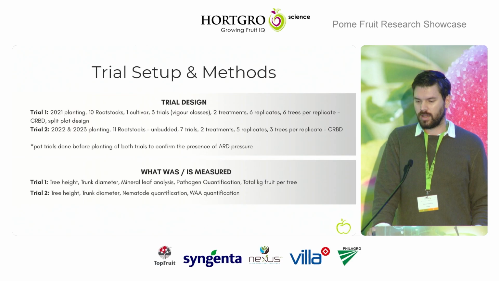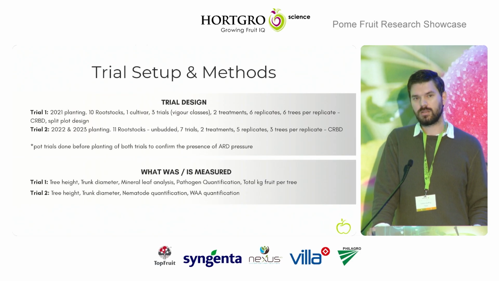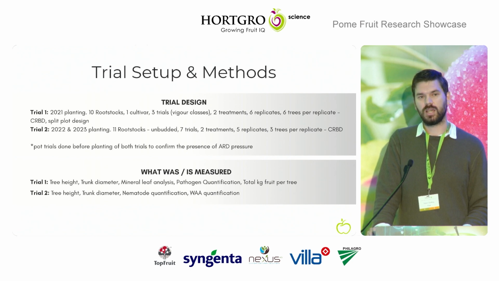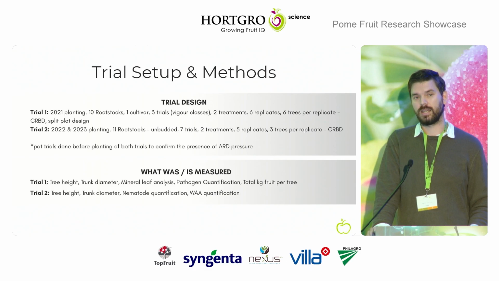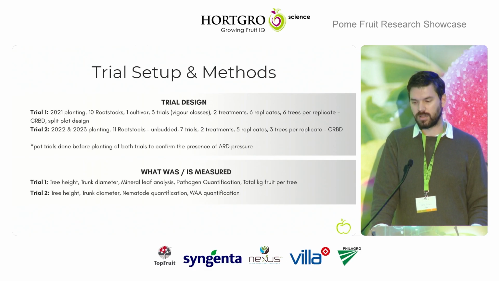And now, as the trees are in bearing, we also collect the total fruit per tree to calculate the yield. In trial 2, it's a much simpler trial. We just measure tree height and trunk diameter to determine if there are differences for the same rootstock in the fumigated and non-fumigated treatments. We've also built in, at the end of those trials, nematode quantification. We sample from the roots to get more information on the nematodes. And we've also built in woolly apple aphid quantification.